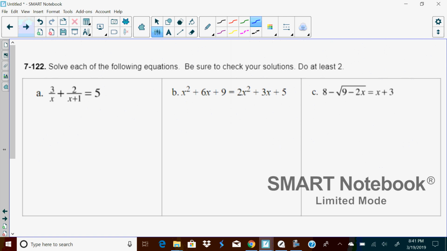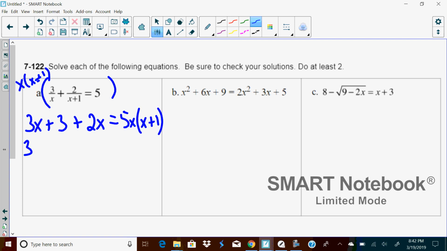Okay, problem 122, solve each of the following equations. Be sure to check your solutions. So for the first one, I'm going to multiply everything by x times x plus 1. So when I do that, the x's cancel, so I'm going to get 3x plus 3. And the second one, the x plus 1's cancel, so I get 2x equals 5x times x plus 1.